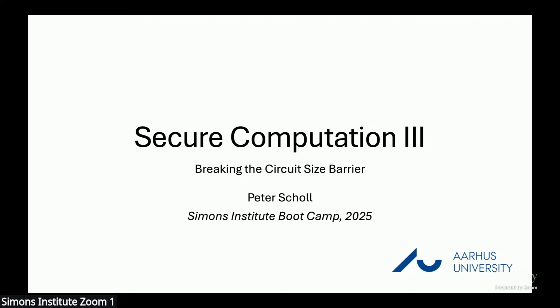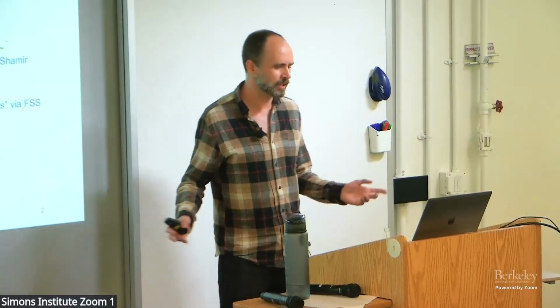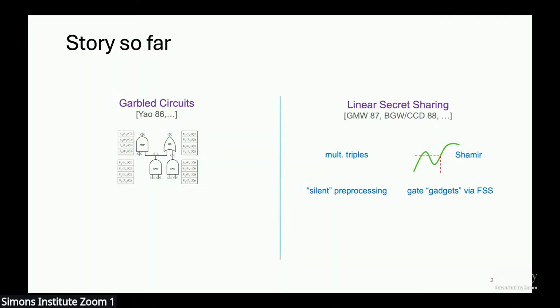Coming back, everyone. So in the last part, we're going to look at how to break the circuit size barrier for secure computation. Just to recap a little bit, so far we've seen a lot of different techniques for getting different kinds of MPC. So broadly categorized into the constant round approaches based on garbled circuits, and the linear secret sharing style approaches, which could be based on preprocessing, multiplication triples, or FSS, as Alette was talking about, and these silent preprocessing gadgets or pseudo-random correlation generators to generate this preprocessing.